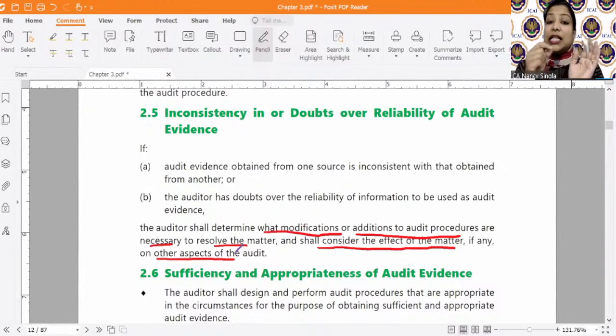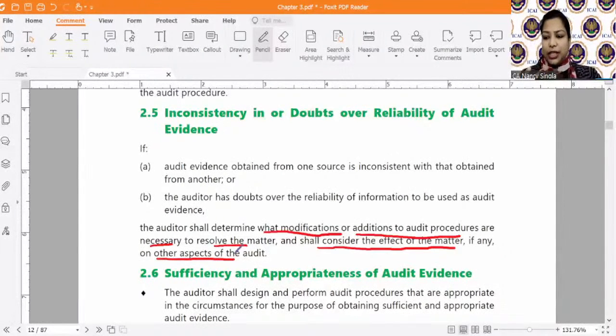Now, the second point says, consider the effect on other aspects of the audit. If management has not given you a correct written representation, it might be possible that the other written representations that have been given to you by the management are also not correct. You may need to revisit all those written representations. So consider the effect of this matter. There was inconsistency between the representation given by management with respect to debtor Shah and the ledger balance that is appearing. So consider the effect. It might be possible that management is not providing you with the correct written representation in other areas also. So what is the course of action available to the auditor? Perform additional audit procedures. Modify your audit procedures and consider the effect of the matter, if any, on the other aspects of the audit. Okay? Clear?